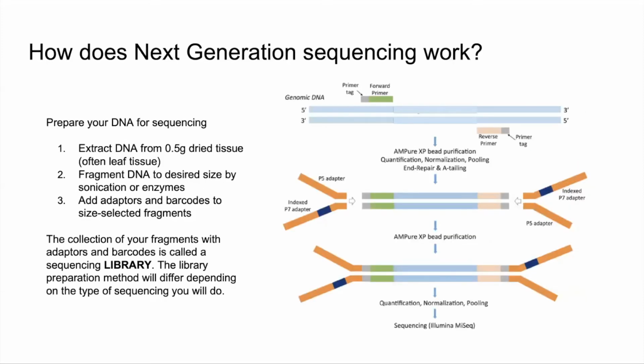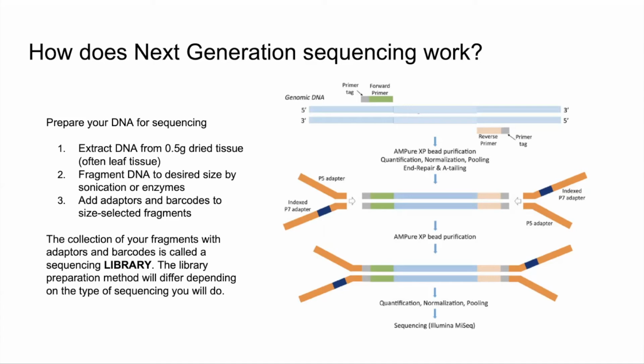So the methods for next generation sequencing work in a very similar way to Sanger sequencing. So you have to prepare your DNA. So you'll extract it from dried tissue. You'll fragment it to the desired size, that's different from Sanger sequencing. You'll fragment it to the desired size through either sonication or enzymes. And then you're going to add adapters and barcodes to the ends of these fragments. And that's shown in the second.